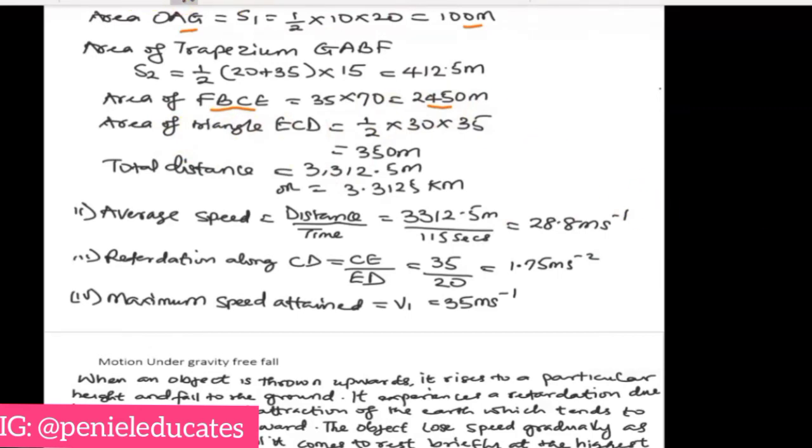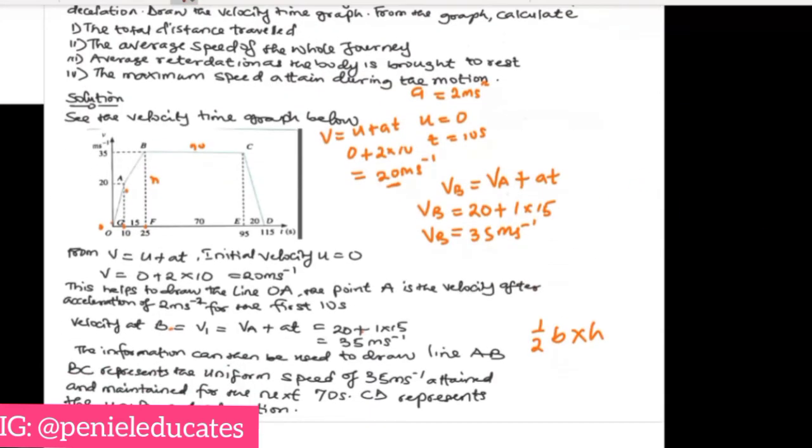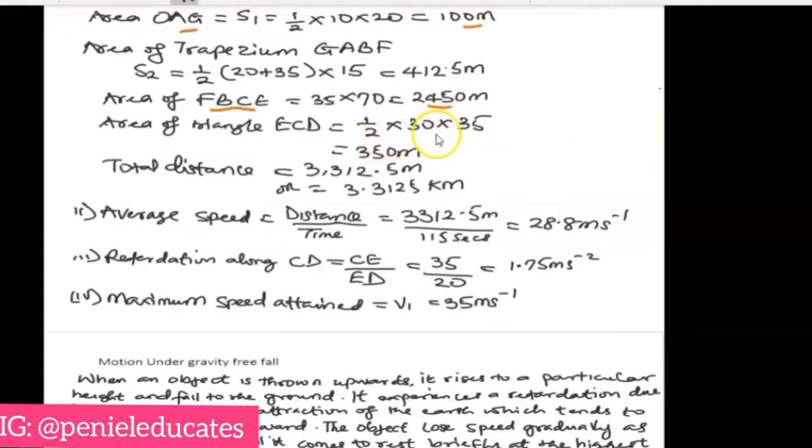Area of the triangle ECD. This is another triangle ECD here, which is also half base times height. This is our base and this is our height. The base is 20 and the height is 35. That's another area there that we're going to check. So that is half base times height, and it's going to give us 350 meters.